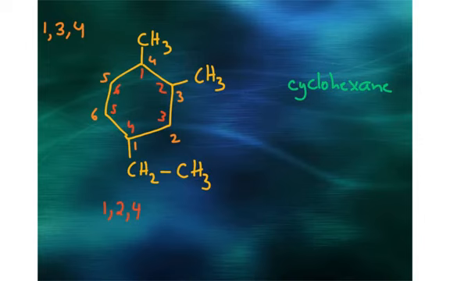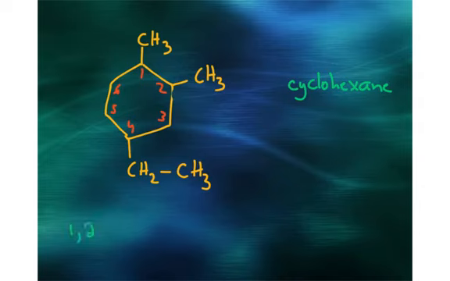So if I actually add them up, I can see which one's better. So 1 plus 3 plus 4 makes 8 here. And then down at the bottom, 1 plus 2 plus 4 makes 7 here. So the inside numbering is better. It's overall lowest. And you probably could figure that out without this conversation, but sometimes you can't, so I wanted to show it to you. So let's put it all together. So we are going to have a 1, 2 dimethyl.